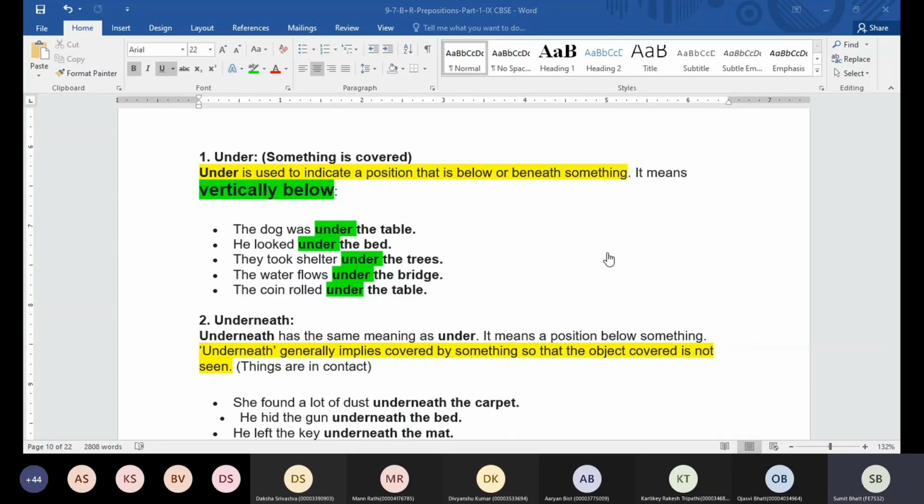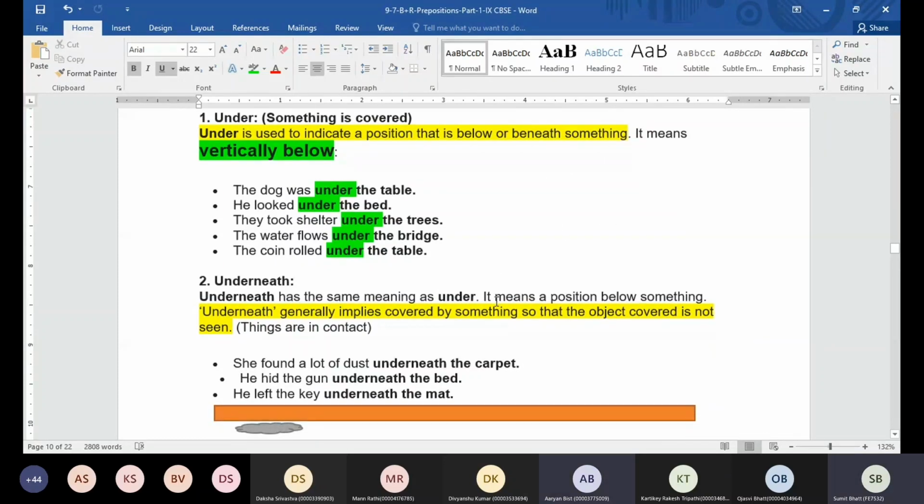Underneath is used when we refer to something being completely covered, so that it cannot be seen until you take the first thing away, and only then is the other thing seen. So we use the word underneath. Like she found a lot of dust underneath the carpet. When you remove the carpet, then only you will be able to find the dust. That means the dust is completely covered by the carpet. When one thing is completely covered by another thing and they are completely in contact, we use the word underneath.